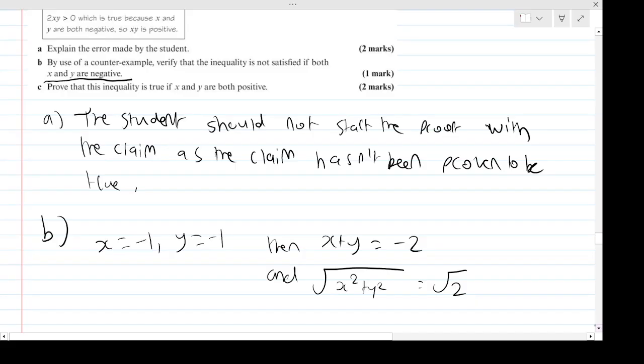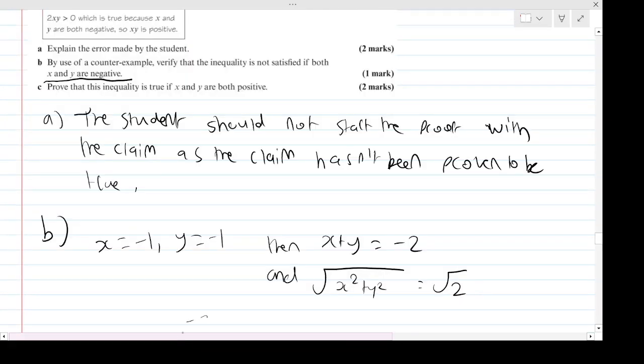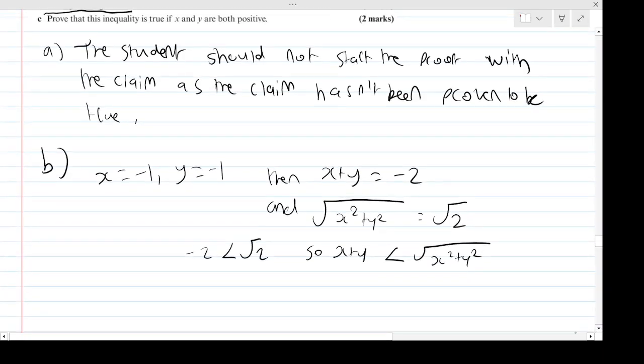Well, then clearly minus 2. So it's saying x plus y has to be greater than or equal to the root, but that's the opposite way around. Here, minus 2 is less than root 2. So x plus y is actually less than root x squared plus y squared. They want us to prove it's greater than or equal to, but here with our example, it's less than. So therefore, the statement is false.